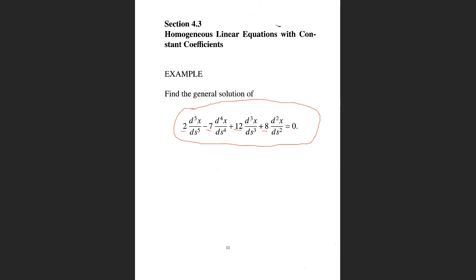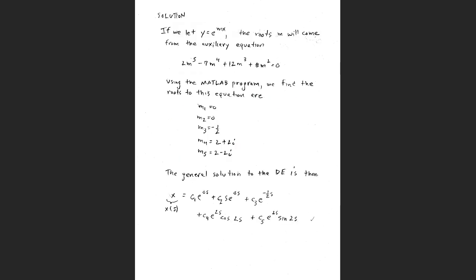Okay, Michael's right. We have to get a 5th degree polynomial auxiliary equation. What would it be, by the way? Think about it. I think you know what it is. It's going to be 2m to the 5th power minus 7 times m to the 4th power plus 12m cubed plus 8m squared equals 0.